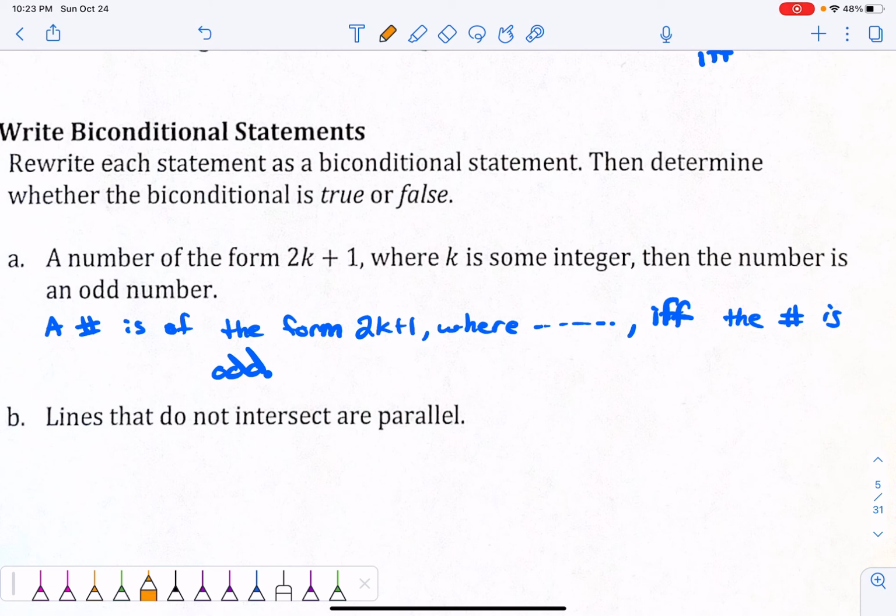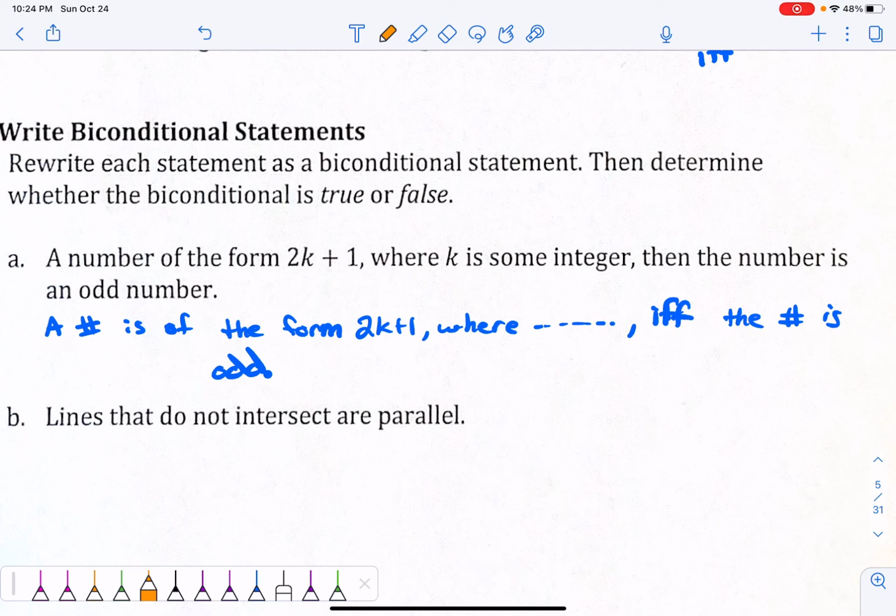If a number is of the form 2k plus 1, then that number is an odd number. So like 2k plus 1, and k is a number. I'm plugging any number in there, like 7. 2 times 7 plus 1, is that going to be odd? Yep. Let's say this number is 10. 2 times 10 plus 1. Is that number odd? Yep. So no matter what I plug in for k, it's always going to be an odd number. Great.